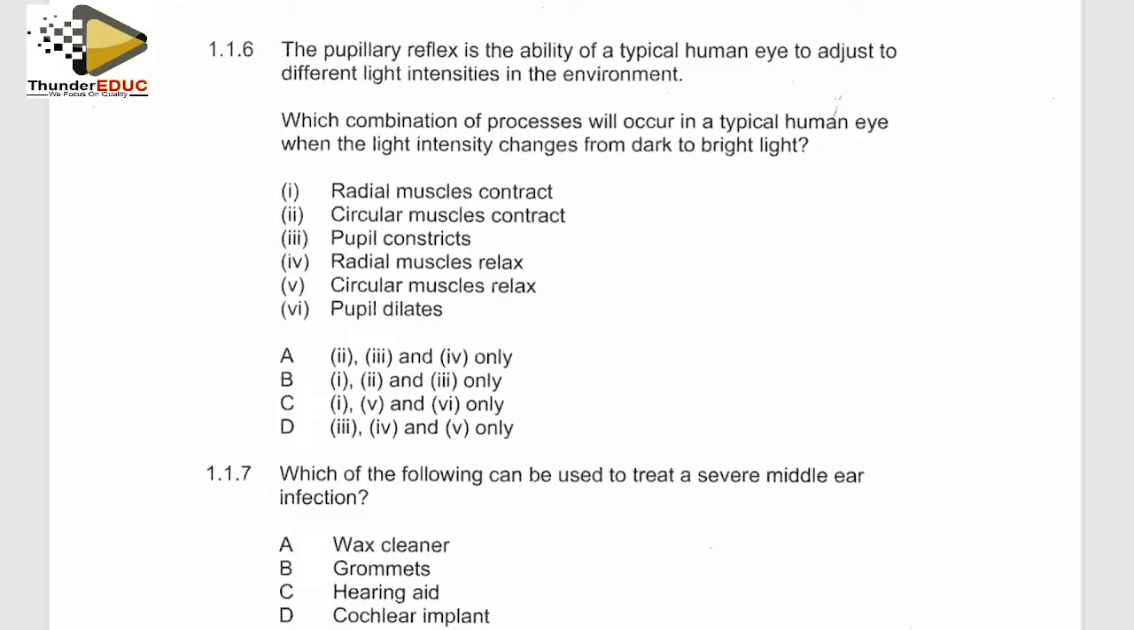The pupillary reflex is the ability of the typical human eye to adjust to different light intensities in an environment. Which combination of processes will occur in a typical human eye when the light intensity changes from dark to bright? I told you to explain what is last, which is bright. Remember, when it's bright, we say R with R, C with C. So you have to look at radial muscles relax. So this one is out.